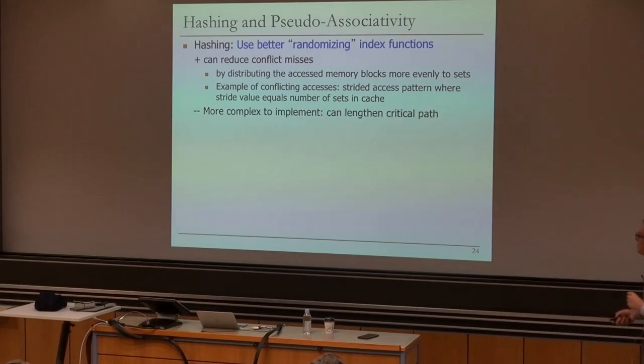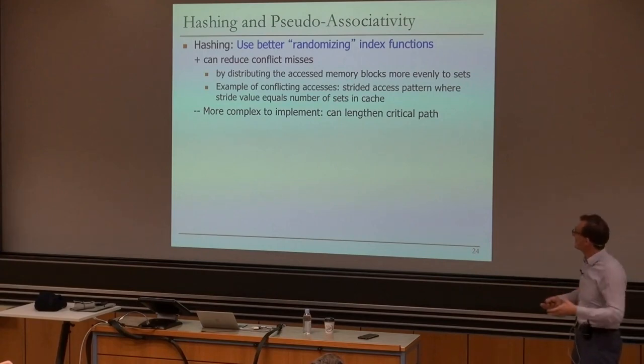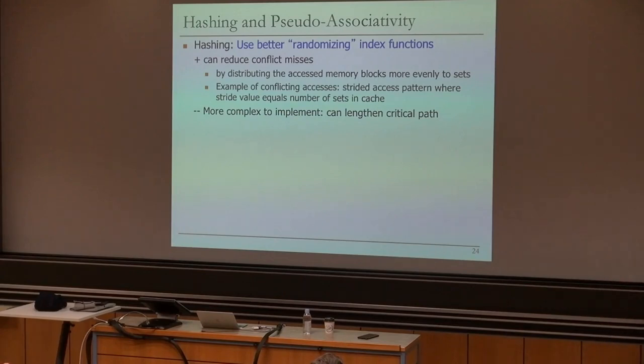Of course, this is more complex to implement, and it can lengthen the critical path, right? Because now you're taking the address and going through a randomizing hash function. It depends on the complexity of that hash function how much you increase the access latency to the cache. If you can do it within the same number of cycles that you did before, that's great. But of course, if you want a better randomizing hash function, that becomes more complex, and then it can increase your critical path. Okay, so that's one idea that's actually used in systems.